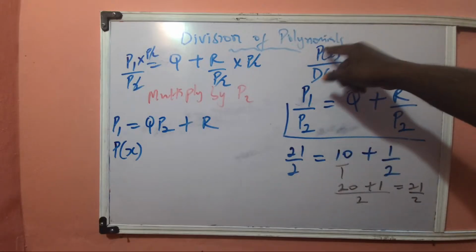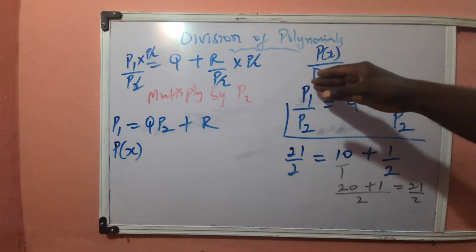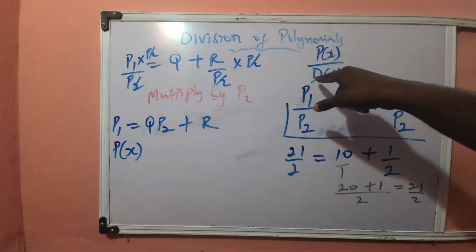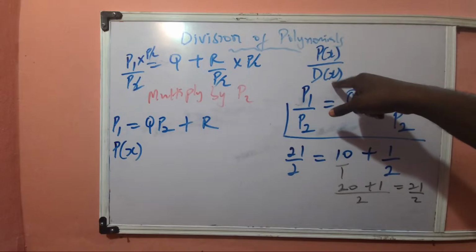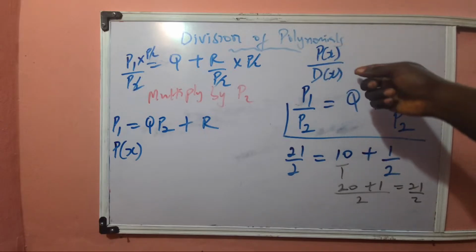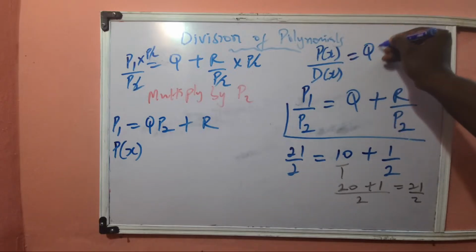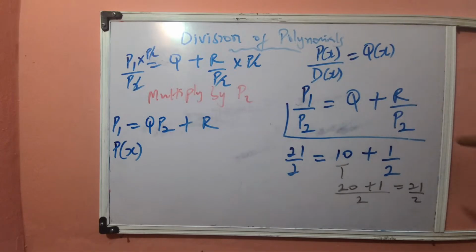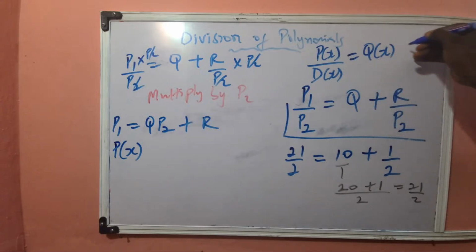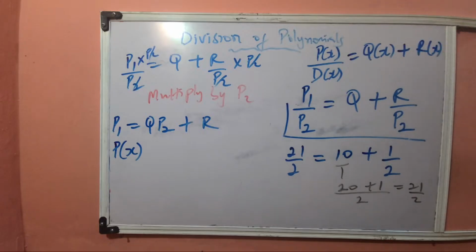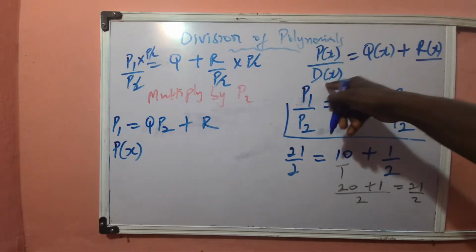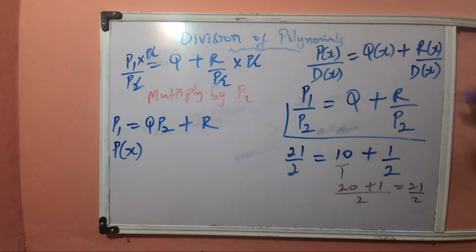I could say P of X, any polynomial divided by another polynomial which we are naming D of X, D representing divisor. So this is the divisor here. Of course, I can say it equals the quotient, which I can also signify as having a function of X, plus, of course, I'll be having R, which in some cases is also a function of X, divided by the divisor also, that will be D of X.